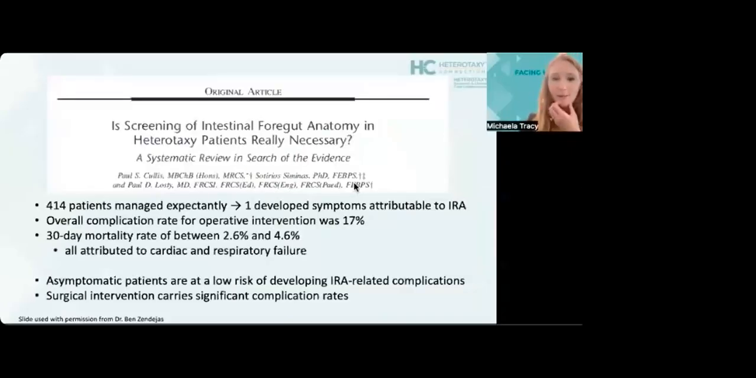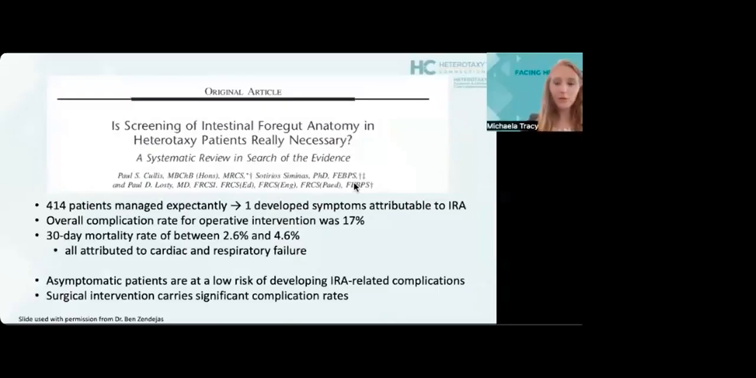So why is this the hot topic? Because we know malrotation is so common in heterotaxy patients, there was a period of time where patients were prophylactically screened and then actually having Ladd's procedures, that corrective procedure, done. And then there's been a lot of research into this, and those are no longer the recommendations. And here's some data as to why.